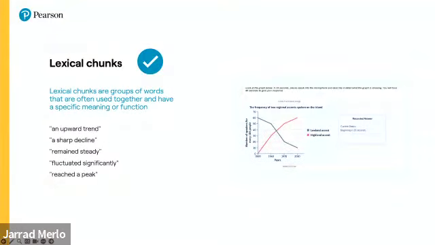So when it comes to teaching, say, describing images or graphs, phrases like an upward trend, a sharp decline, remain steady, fluctuate significantly, reached a peak. This is great language and you should be teaching this in the classroom. This is perfectly acceptable on test day.